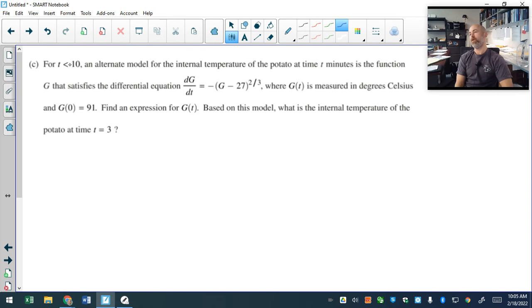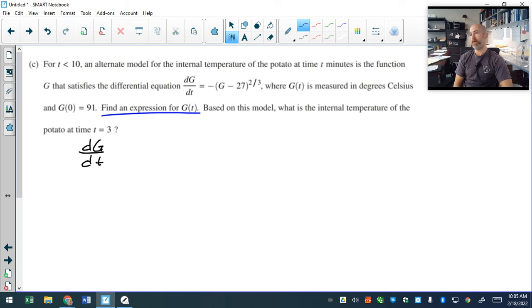But anyway, we have a new model for the temperature of the pizza potato. dg/dt is this thing, and they want you to find an expression for g of t. So that's telling you to solve the differential equation, then plug in 3 to find the temperature of the potato at time 3. So we have to start by doing separation of variables for this differential equation.